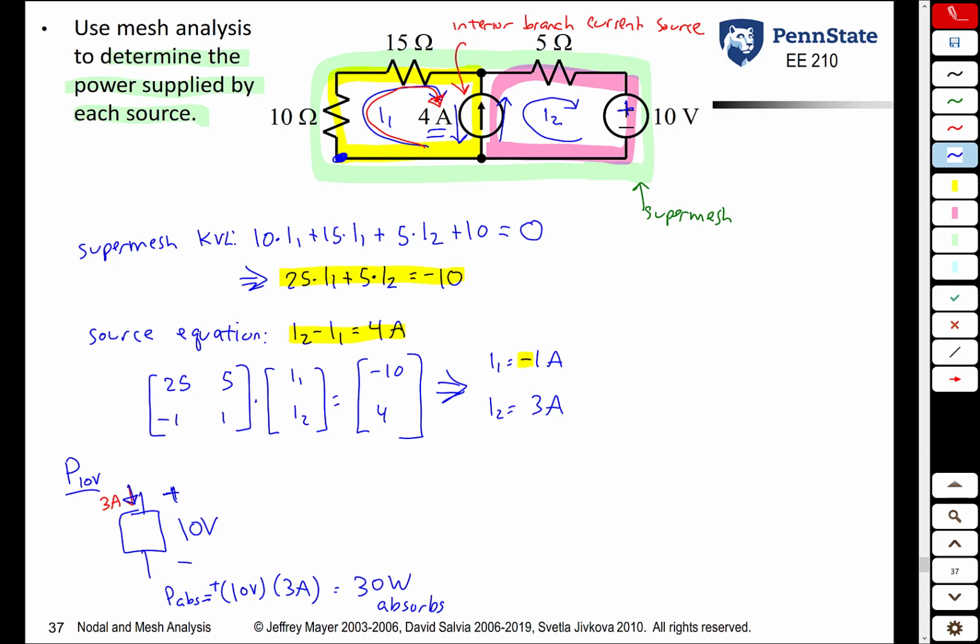Let's do the harder of the two now, the power associated with the 4 amp source. So to find the power associated with the current source, you need to know the voltage across it. But remember, voltages across current sources are hard. So what you need to do is you have your circuit here.